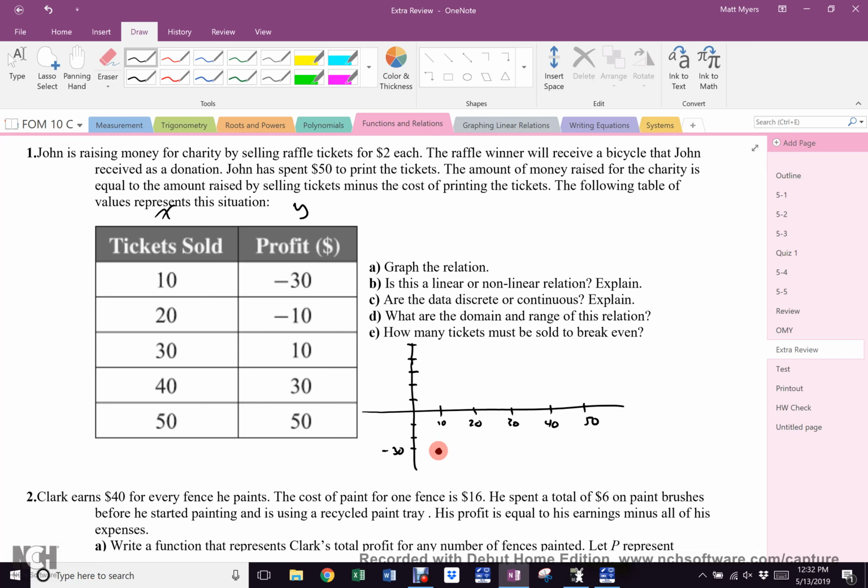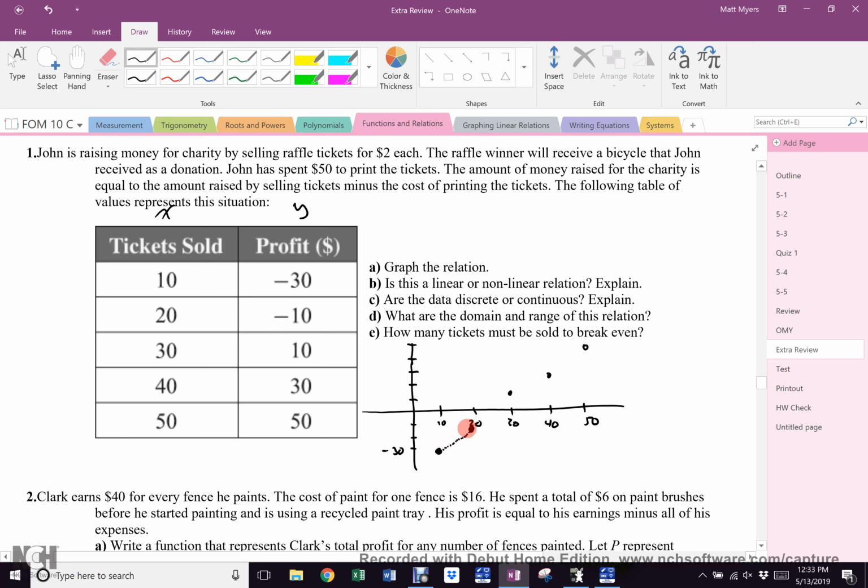Yes? What's the next point on the graph? 20 and negative 10. What's the next point on the graph? 30 and 10. Next point, 40 and 30. Next point, 50 and 50. So I've graphed it. Have I finished graphing it? Why should I put a line? I can sell 1, 2, 3, 4, 5, 6, 7, 8, 9, 10 tickets, can't I? Technically, should this be 10 little dots?